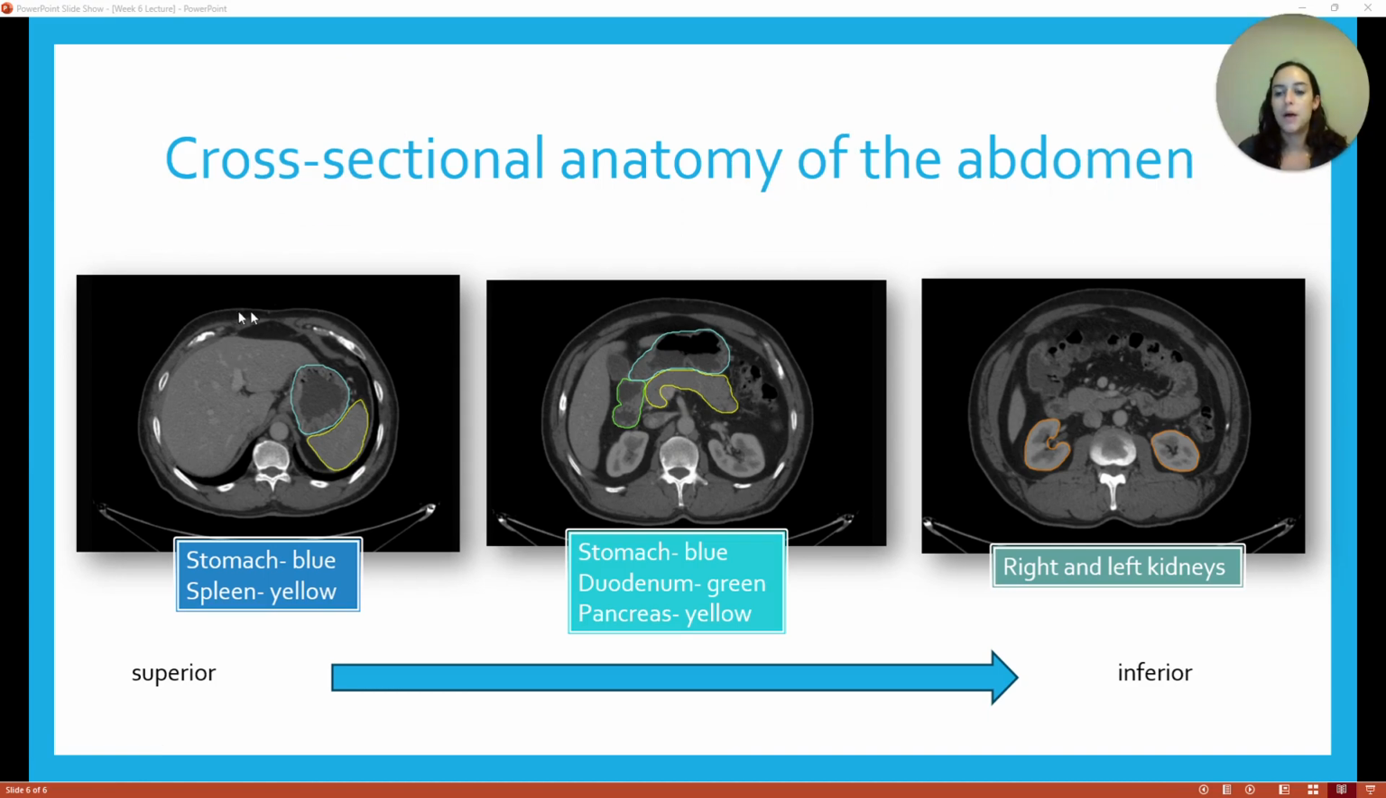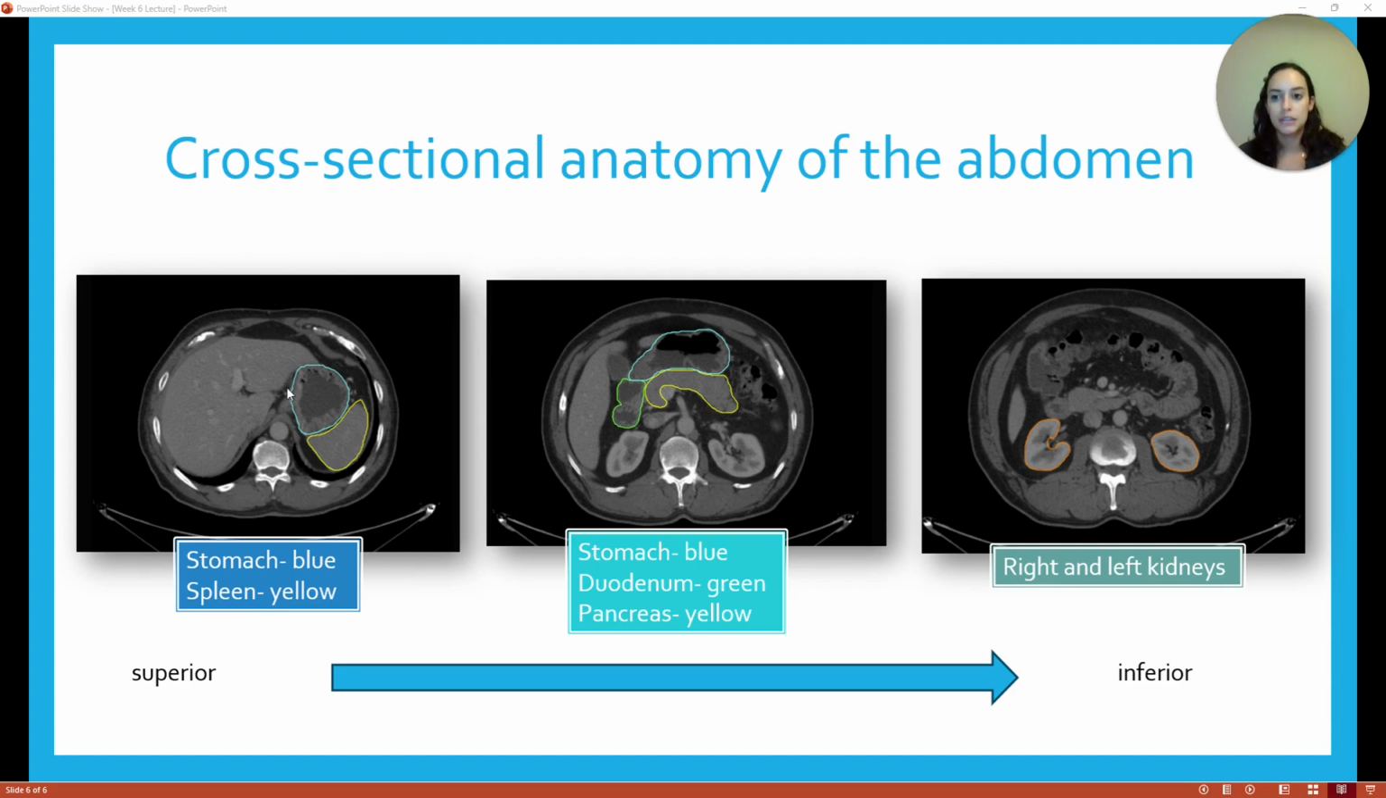So I wanted to go over a few structures in your abdomen and what they look like on CT. These three slices are obtained going from superior to inferior. More superiorly, when you look at the abdomen in a transverse or axial view, this is your liver. Again, it takes up the majority of the right side of your body, so the liver is pretty much the entire right side of your body.